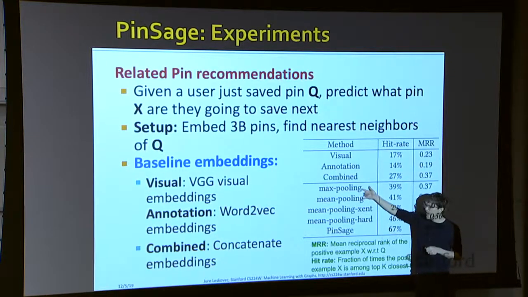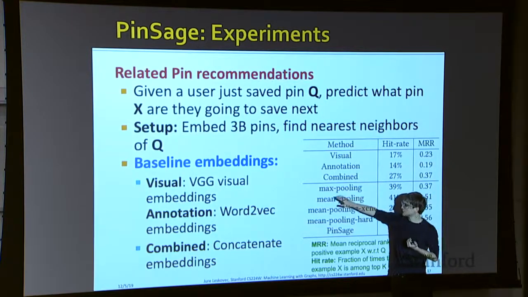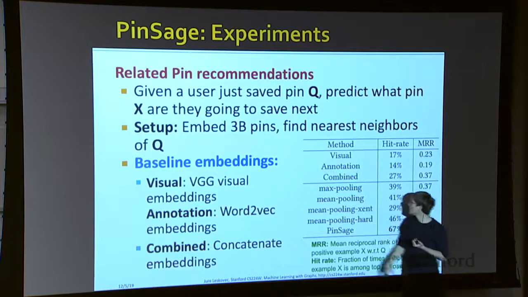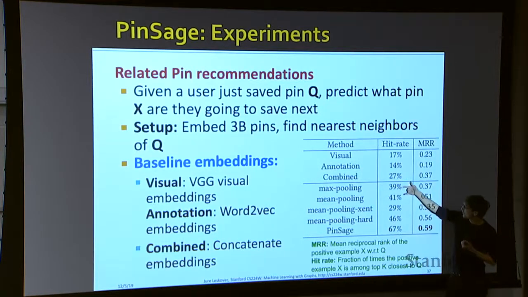Now, here are the graph-based techniques. If I'm just aggregating information from all the neighbors, but here I'm using the max, here I'm using the mean, I do between 39 to 41. So I do 50% better than what vision can do.